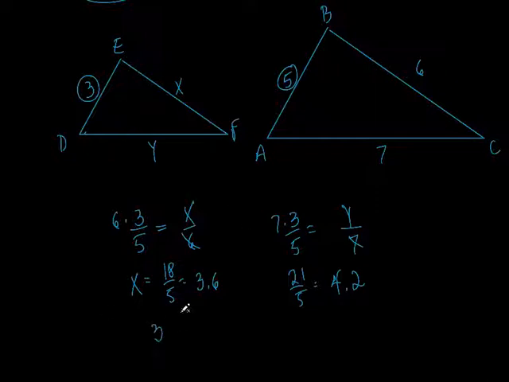And so now what do I do? I just take the 3. I want to find the perimeter of this, don't I? That's the question. It doesn't say just solve for X and just solve for Y. It says find the perimeter of this. So I've got to add them all together. So it's 3 plus 3.6 plus 4.2. I should be able to do that in my head. That's 0.8, right? And that's 10. Okay, 10.8. And there it is. There's your perimeter.